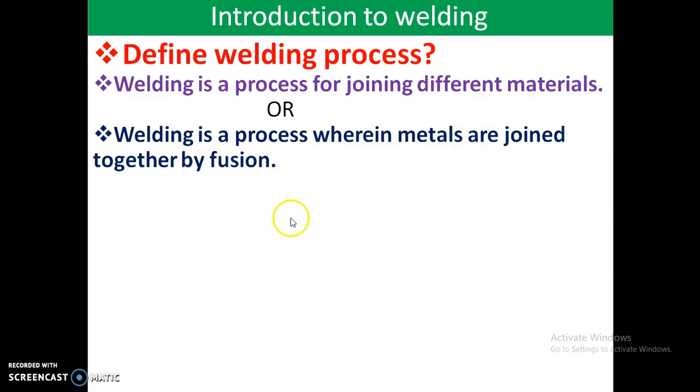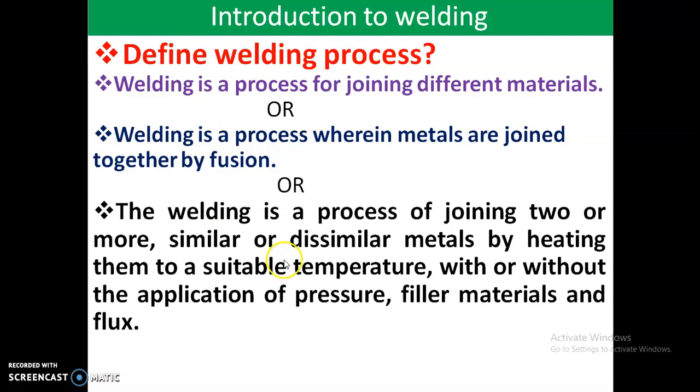Or we can define it another way. Welding is a process of joining two or more similar or dissimilar metals by heating them to a suitable temperature, with or without application of pressure, or with or without use of filler material. So that is called welding process. Or we can define it another way.